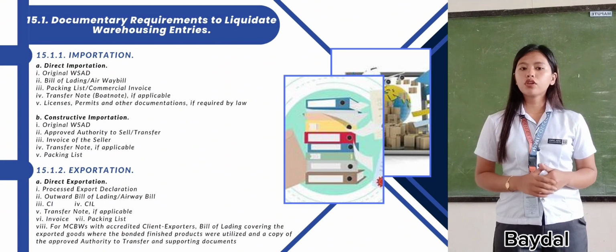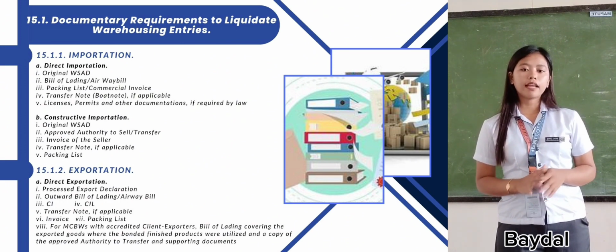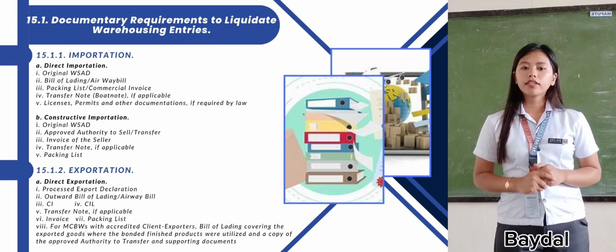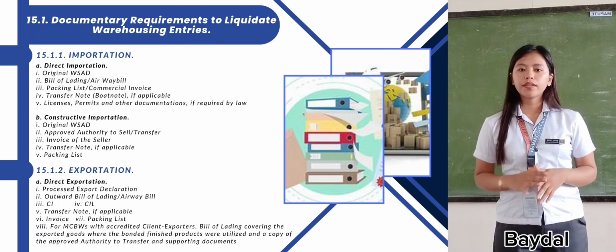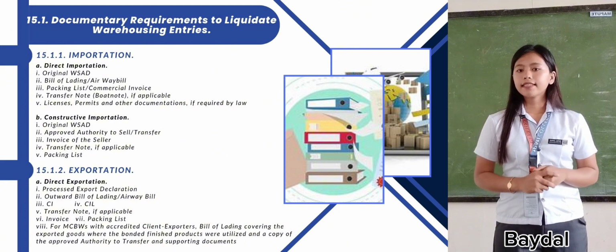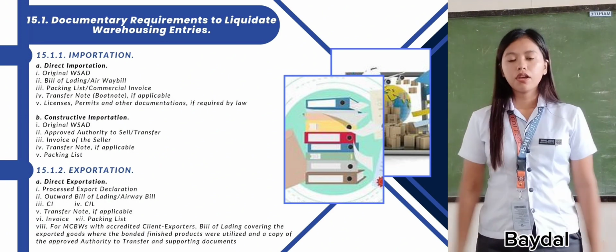Third is the invoice of the seller, a document showing the sale details. And fourth is the transfer note, used for internal transfers within the warehouse. And lastly, the packing list. It is a list of the items being transferred or stored.